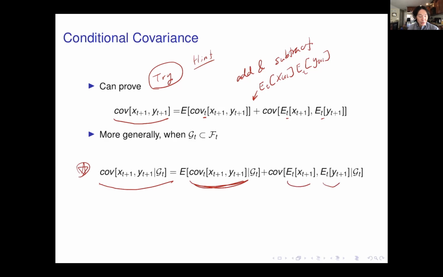무슨 말인지 아시겠어요? 즉 무슨 말이냐? 코베리언스 X와 Y의 코베리언스는 X와 Y의 컨디셔널 코베리언스의 에버리지랑 그냥 똑같지가 않고 여기 엑스트라 텀이 붙어야 되는 거예요. 엑스트라 텀. What is that extra term? The covariance between the conditional means. Okay? Covariance between the conditional means.